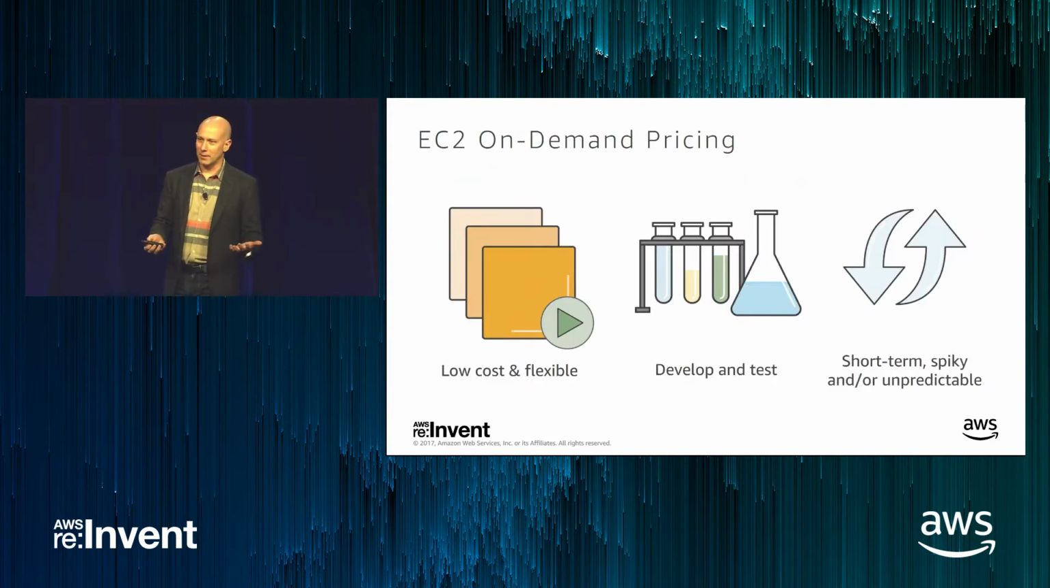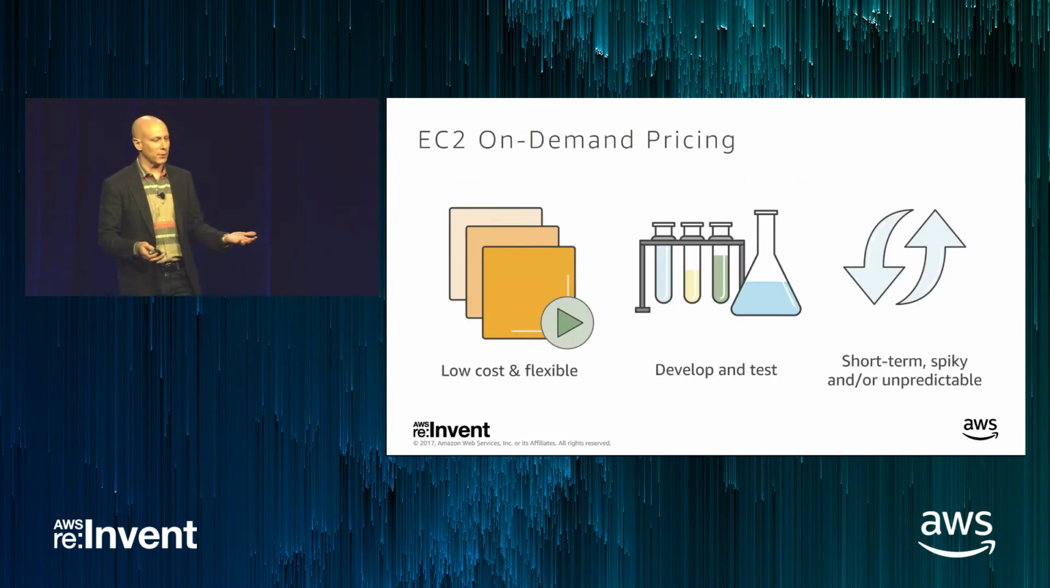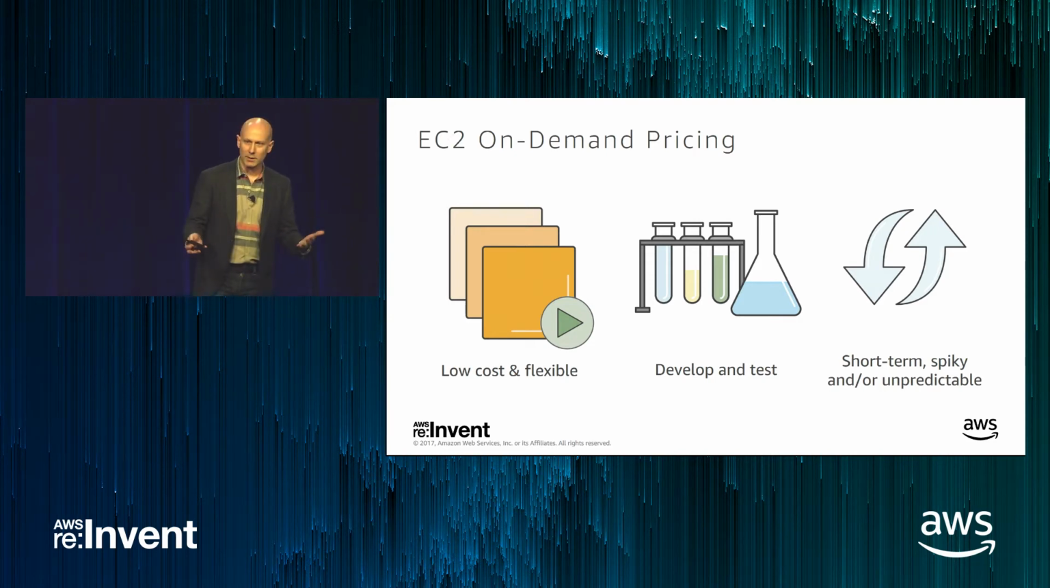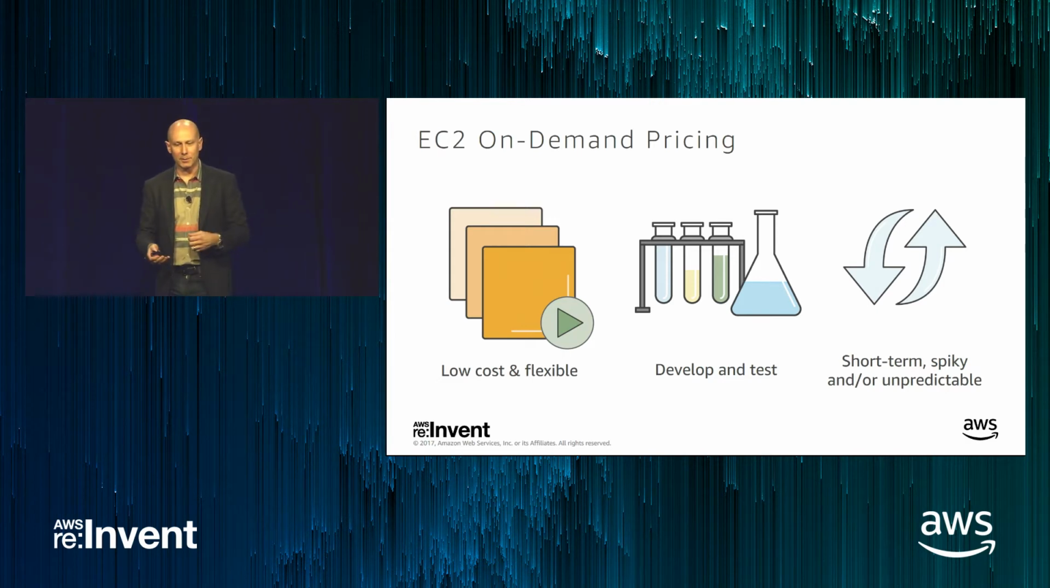So what is on-demand? On-demand is very simple. It's the thing we started with. It's low cost, it's flexible. You can start up using the command line or the console. This is great for development and testing. This is what you're going to be using for your short-term, spiky, or unpredictable workloads if they can't be interrupted. This is pretty much all there is to on-demand.